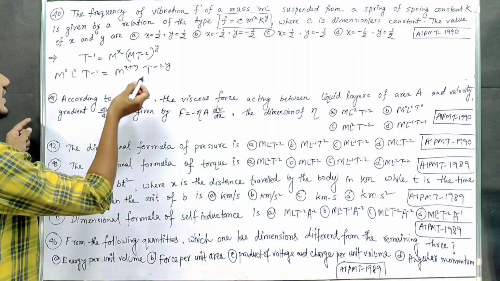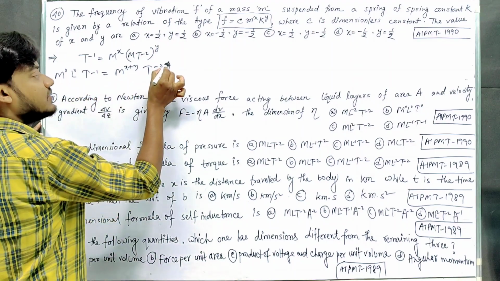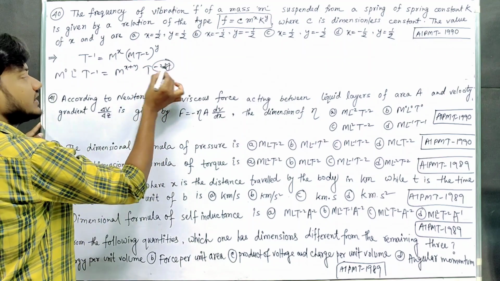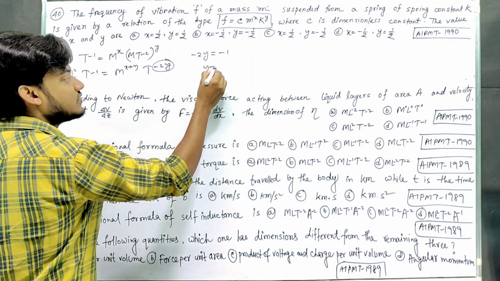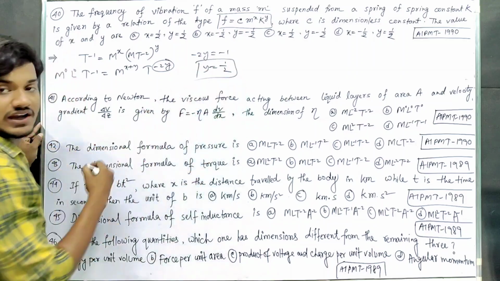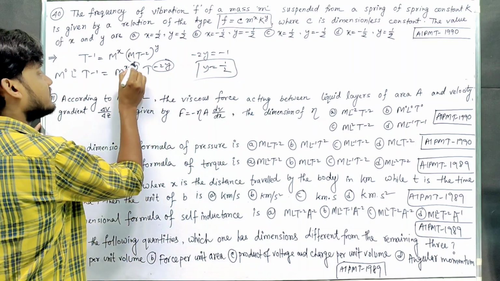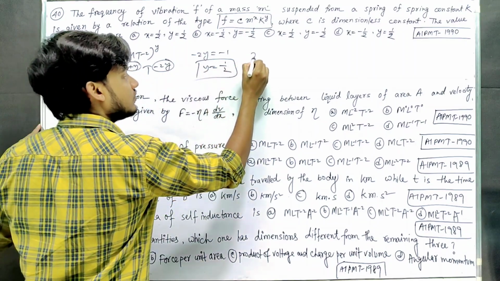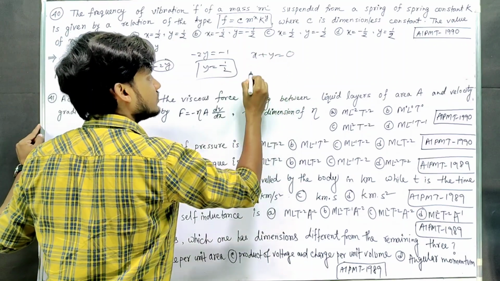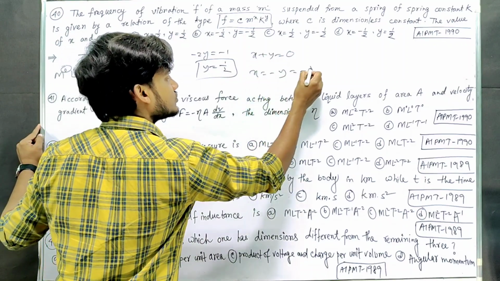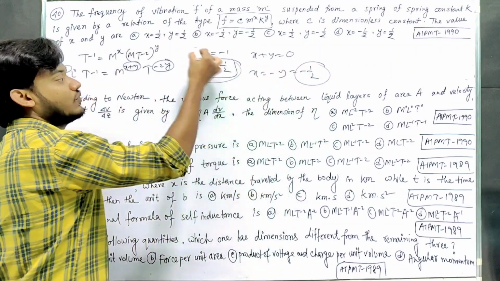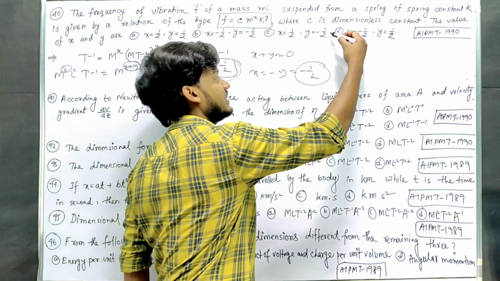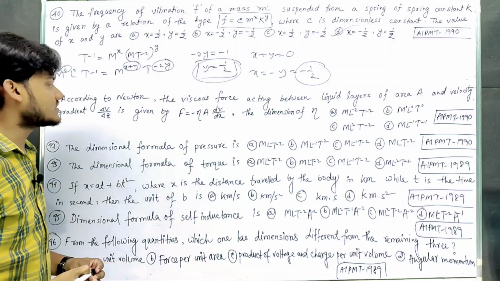Now compare both sides. Here T to the power minus 2y, T to the power minus 1. So minus 2y equals minus 1, so y equals half. Next, x plus y equals 0, so x equals minus y, so minus half. So the value of x is minus half and the value of y is half. So the answer is option D.